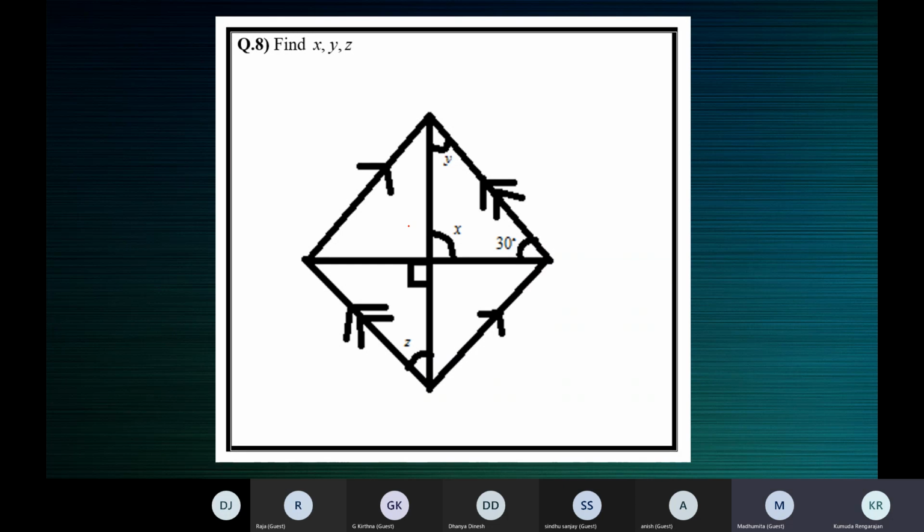No. In a kite, opposite sides are not parallel.